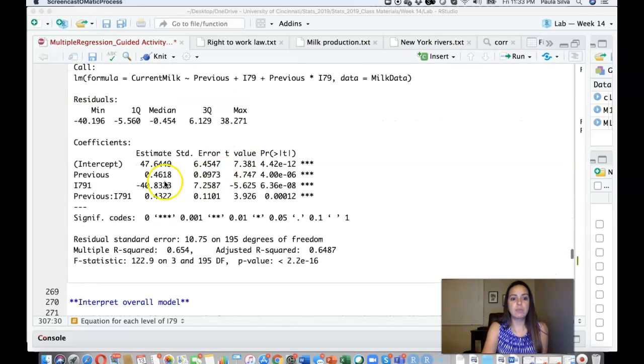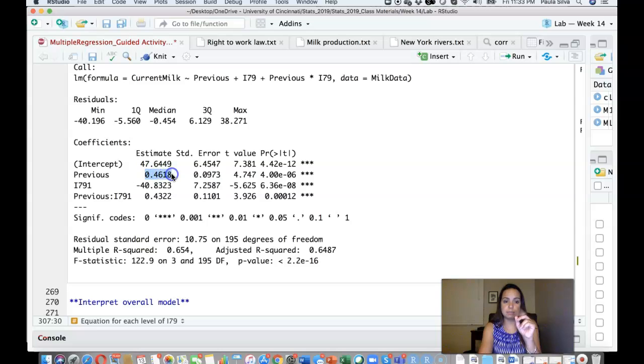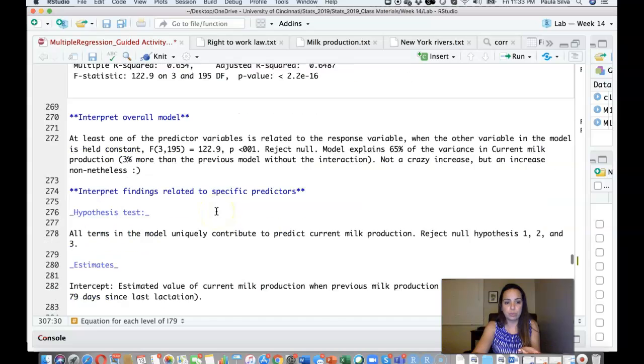Sorry. So here is what we're saying in practice: when previous milk production changes by 1 unit and I-79 is 1, current milk production will change by 0.46 plus 0.43. So you will change twice as much if I-79 equals 1. It will change twice as much if we're looking at cows with more than 79 days of lactation, right? So we'll see how this plays out in the equations. I think it will make it clear for you.